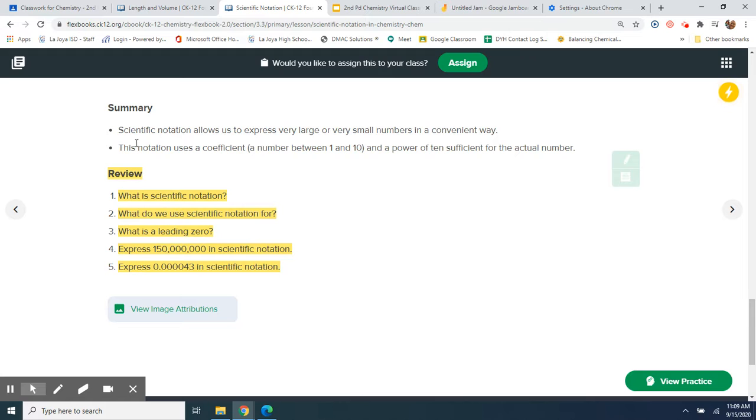All right, these are your review questions that summarize. Scientific notation always allows us to express very large or very small numbers in a very convenient way, in an easy way. Remember, when you're doing your coefficient, your number has to be between 1 and 10, and then you're going to put times 10, the power of 10, and then you're going to tell me how many times it takes to get from the original decimal place to where you put it so that you can make your coefficient between 1 and 10. Okay? Try these out, see what you can do, and then turn them in. All right, that's section 1.